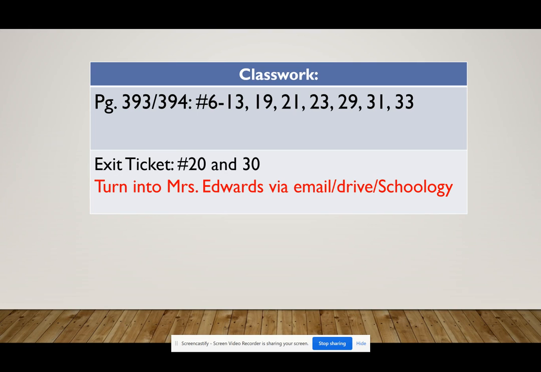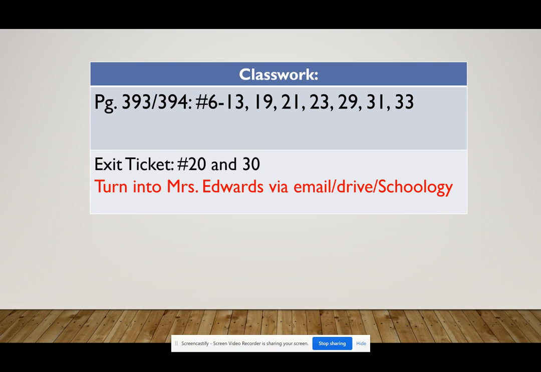All right, so this is the classwork that's assigned for this lesson. So you're going to go to page 393 and 394, complete numbers 6 through 13. Those ones are really quick. And then 19, 21, 23, 29, 31, and 33. So we gave you a couple from each type of skill. If you need to, go back and look at the section. The textbook pages are on Schoology, or you can rewind this video and watch there.